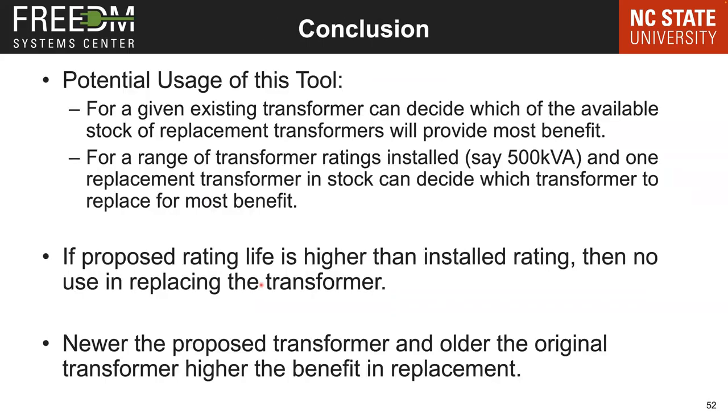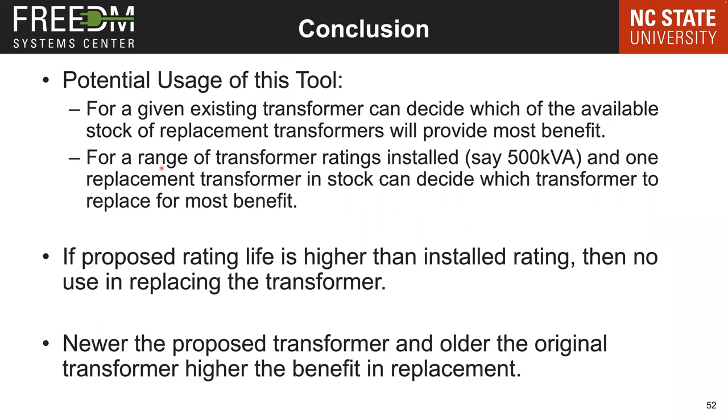So there are two ways the utility can use this tool. For a given existing transformer, let's say a 500 kVA is supposed to be replaced with 100 kVA, but you have 5 different 100 kVA transformers in your stock. This will let you choose a particular 100 kVA transformer depending on the age and the most benefit that you get from the net present value.